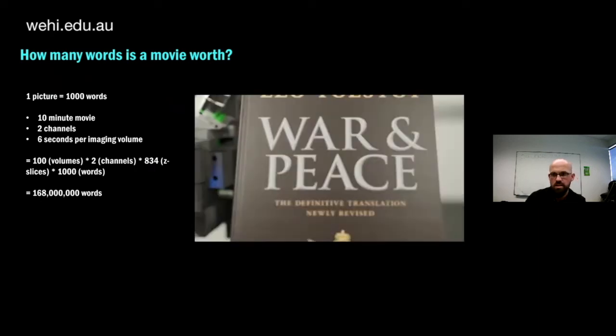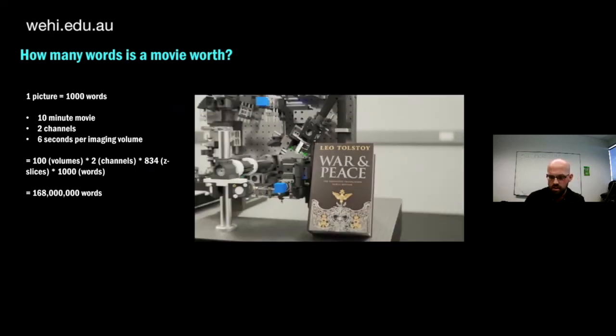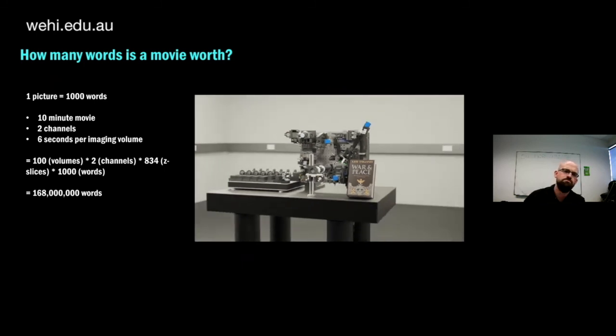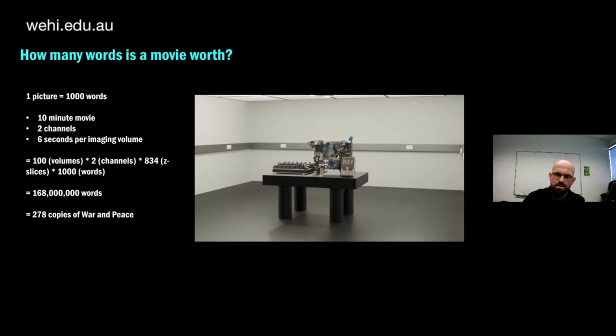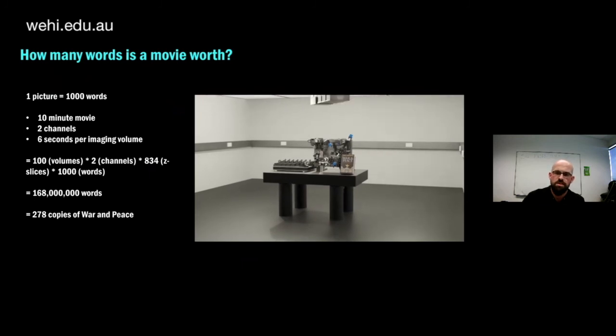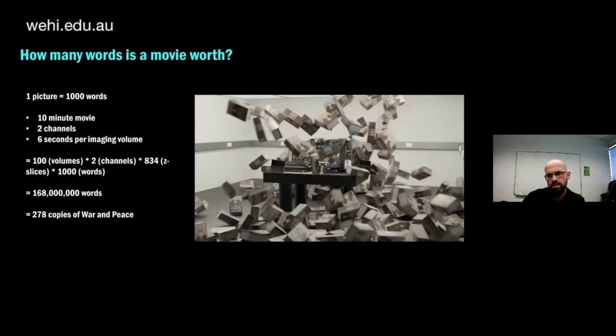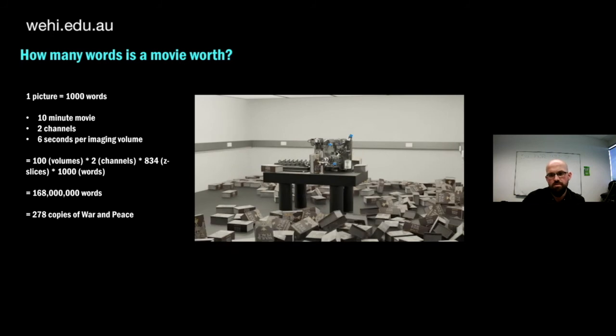So basically you end up with about 100 volumes, 2 channels with 834 individual images times 1,000 words, which is about 168 million words, which in the SI units of word count, i.e. copies of War and Peace, comes to about 278 copies of War and Peace, which looks a little bit like this.